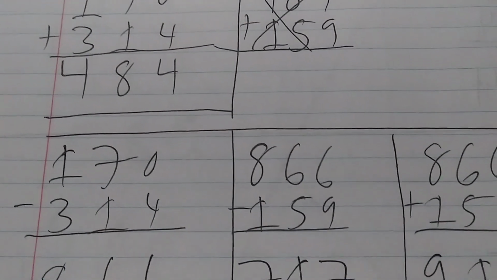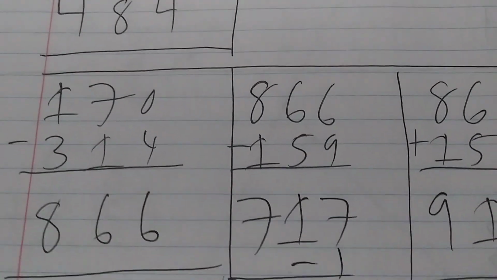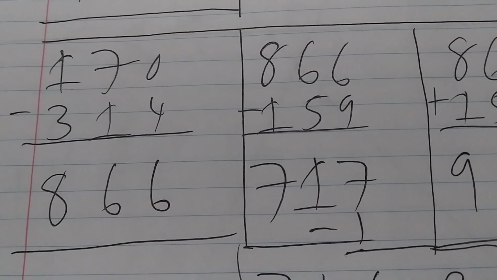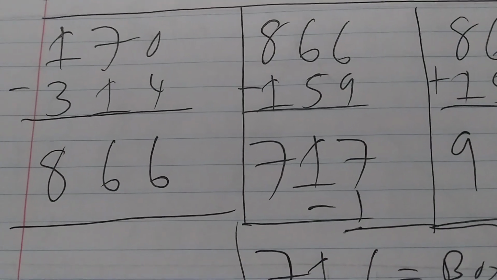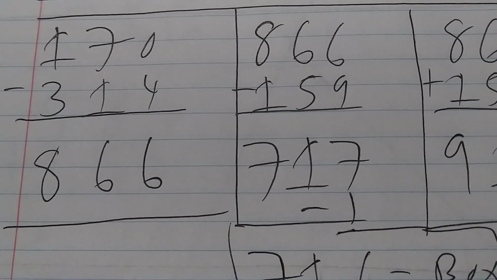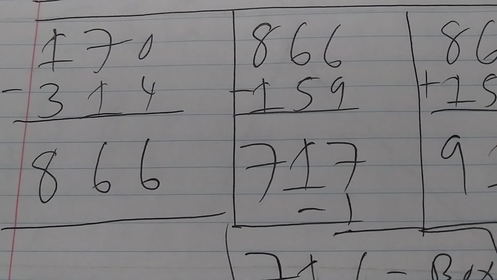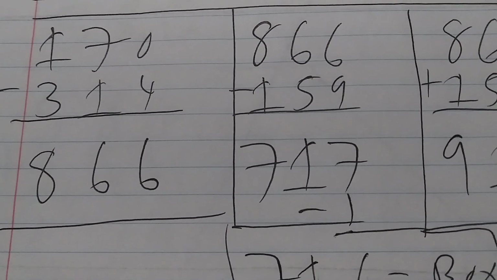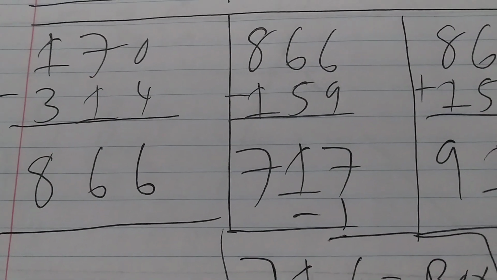You're going to take 170 minus 314. 11 minus 3 is 8. 7 minus 1 is 6. 10 minus 4 is 6. 866 also did not hit in the next 7 days.